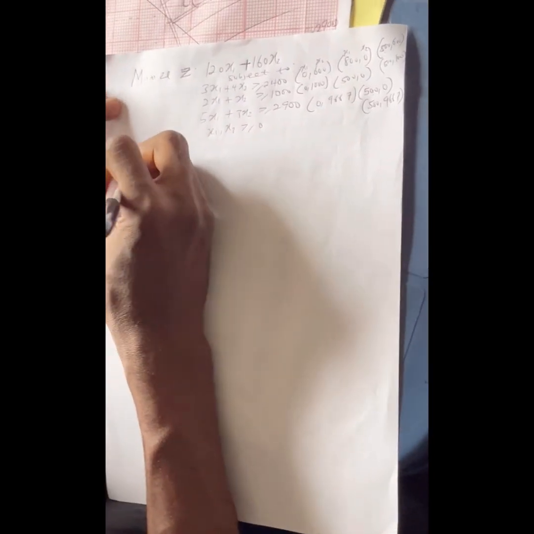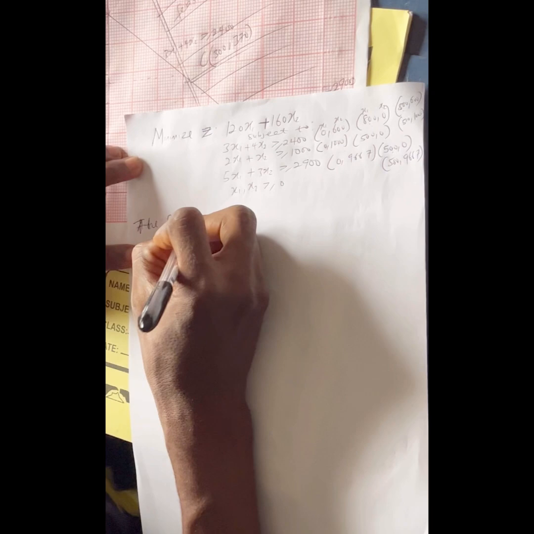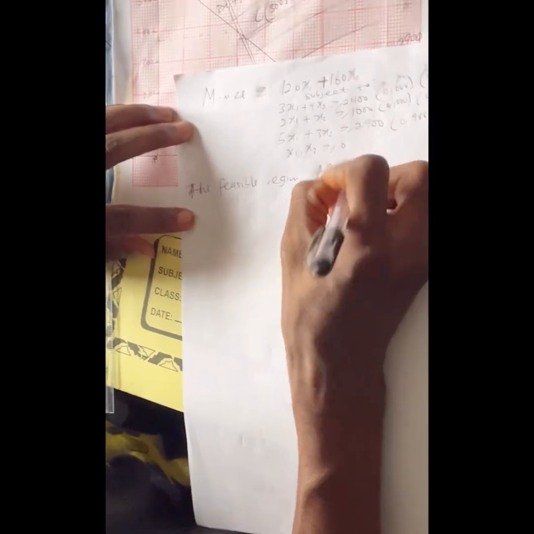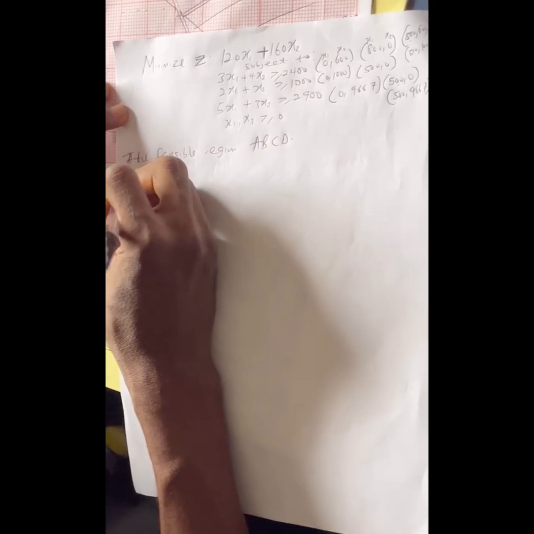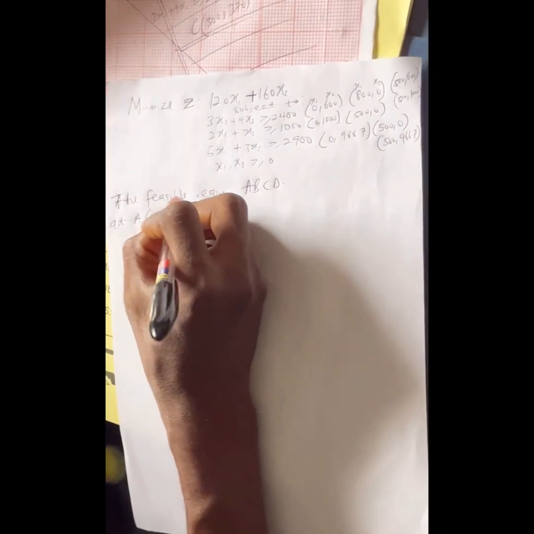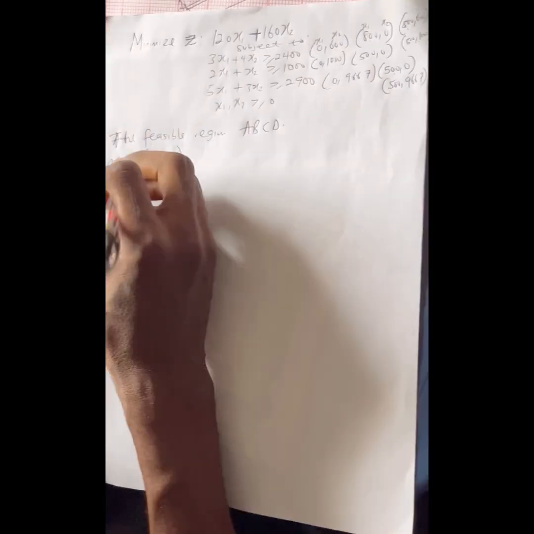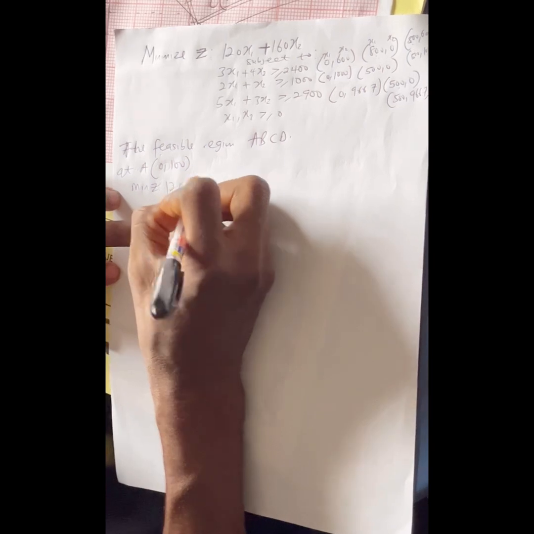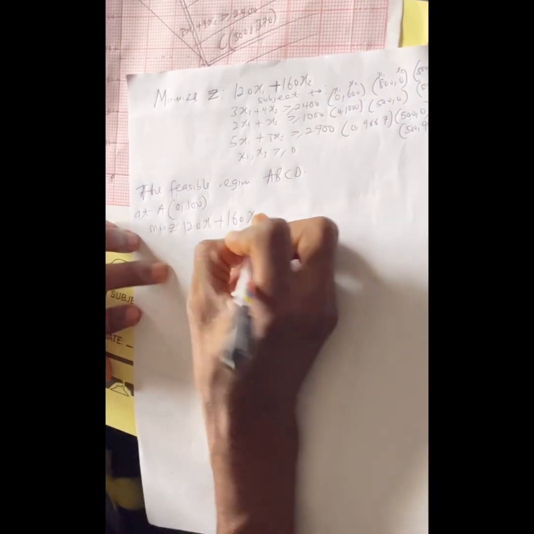So therefore the feasible region is A, B, C, D. So at A, what's my A? My coordinate point is 0, 100. So my objective function here is to minimize Z, which is 120 x1 plus 160 x2.